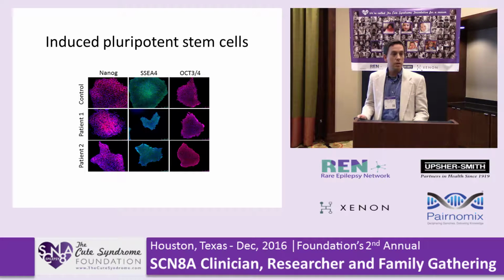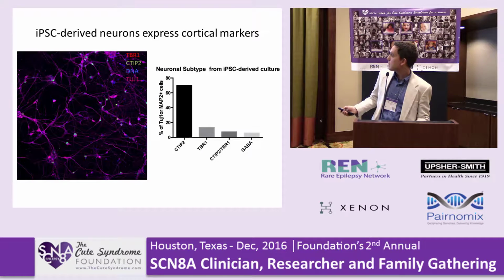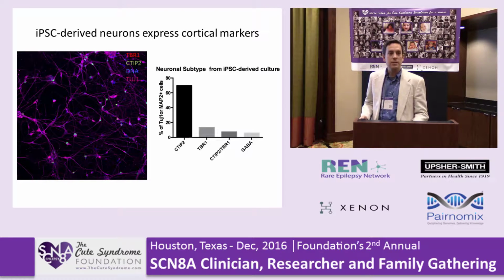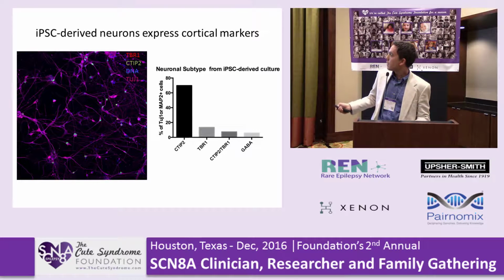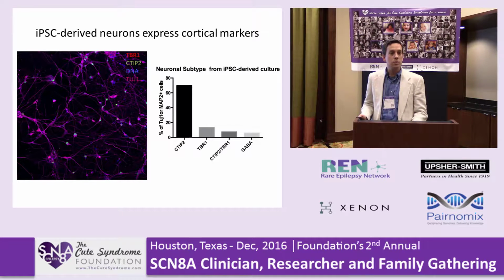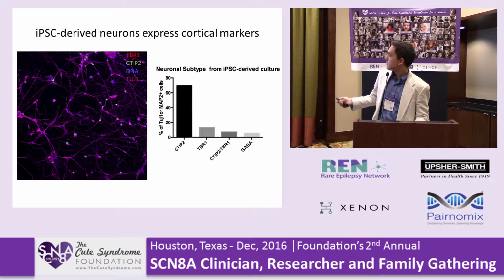So these are what induced pluripotent stem cells look like. So this is just some immunostaining to confirm that these truly are pluripotent stem cells. And from these cells, like I said before, we're able to generate neuronal cultures. So the neurons that we've begun to study this disease with are deep brain cortical neurons, and they express some of these markers.